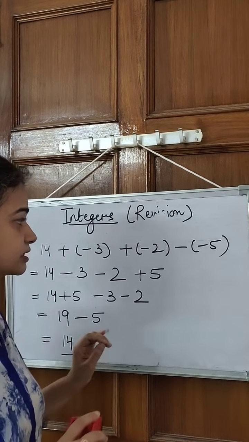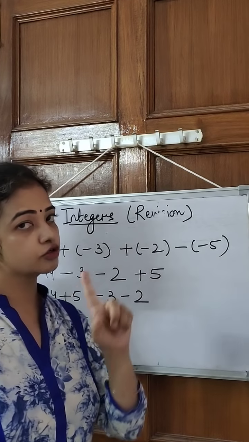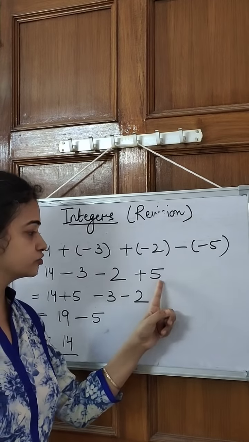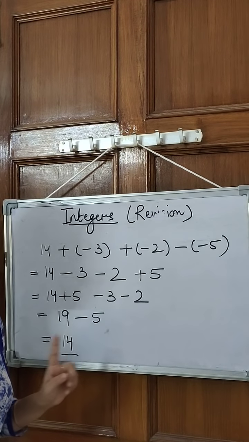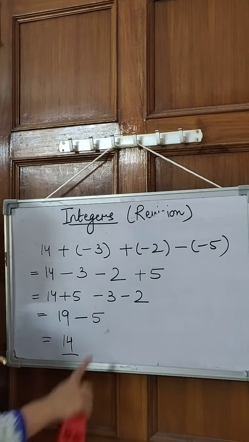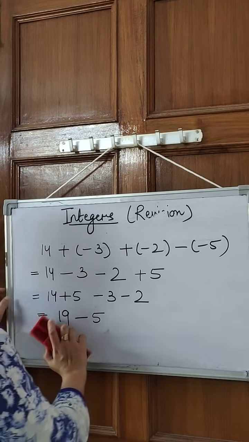These questions are same, simple. There are few rules that you always have to follow. First, always solve the bracket. Second is try and arrange them. When you arrange them, then it becomes easy to solve them. Now, add positive numbers, add negative numbers, and then finally subtract.